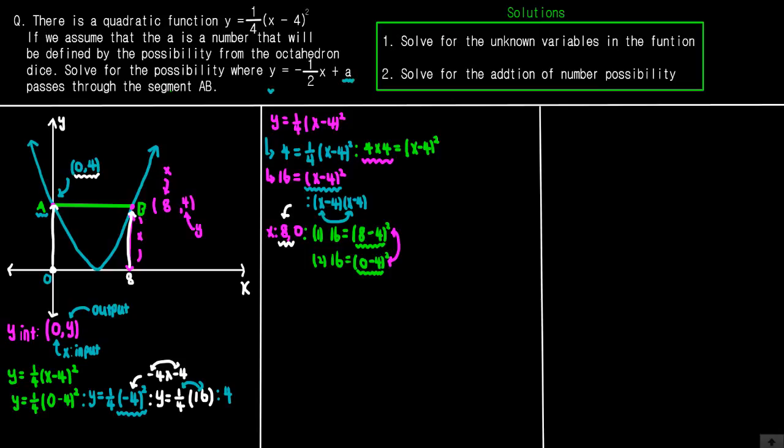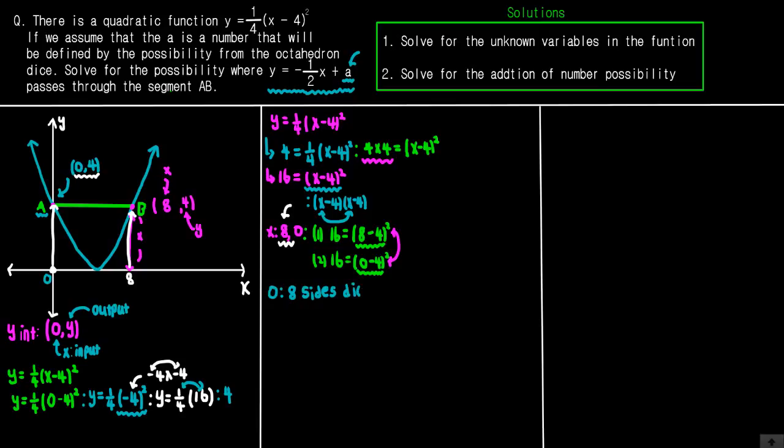So y is equal to negative 1 over 2 x plus a, which contains our variable a. And if you think about the a value, it says it comes from the possibility from the octagon. So for the octagon, it is 8. We are going to stand for it as O, and the O is the same thing as the 8-sided dice, as they mention.